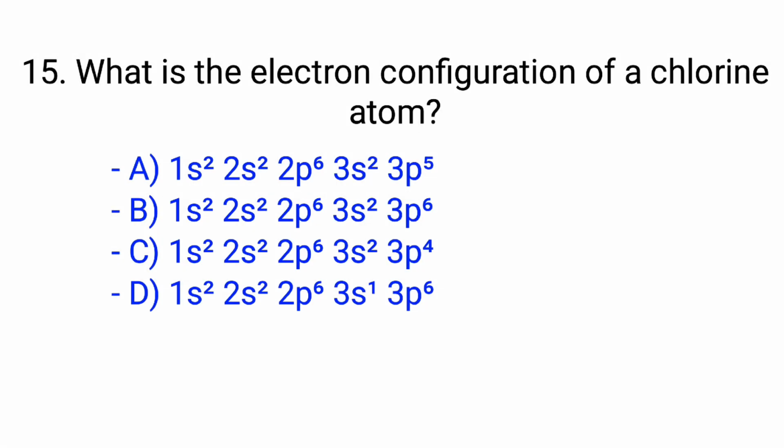Question number 15. What is the electron configuration of a chlorine atom? Option A 1s2, 2s2, 2p6, 3s2, 3p5. B 1s2, 2s2, 2p6, 3s2, 3p6. C 1s2, 2s2, 2p6, 3s2, 3p4. D 1s2, 2s2, 2p6, 3s1, 3p6. The correct option is option B 1s2, 2s2, 2p6, 3s2, 3p6.